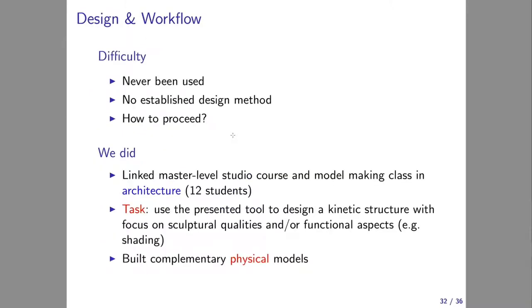So first, let's see the difficulty we faced in the beginning. First, except this invertible cube, there's no other linkage used in applications. In addition, there's no established design method for these kinematic structures, which are essentially inaccessible by intuitive design approaches. So in order to tackle this challenge, we ran a master level studio course with 12 students from architecture. The students were asked to use the presented tool to design a kinetic structure focusing on the sculptural qualities or functional aspect, namely a dynamic shading system. In the end, two physical models were even built.